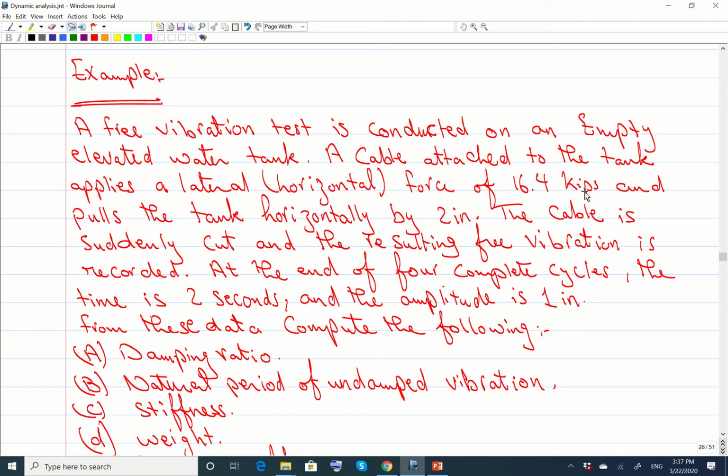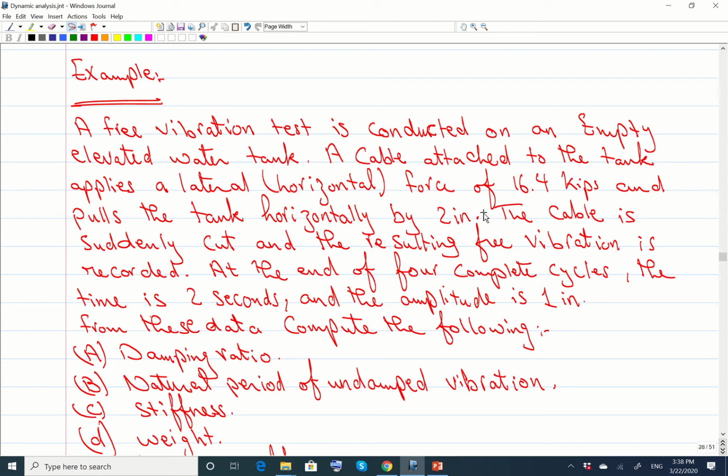What will happen to the water tank? It will move with a certain displacement. How much is that displacement caused due to that force, 16.4 kips? It's 2 inches. So that force caused the displacement of 2 inches. And then suddenly we cut that cable. So what do we do? We remove the force.